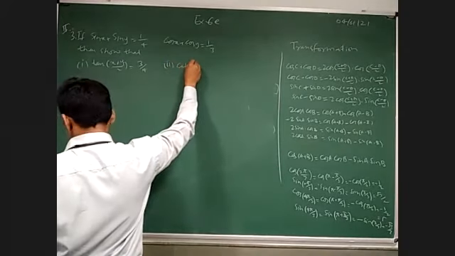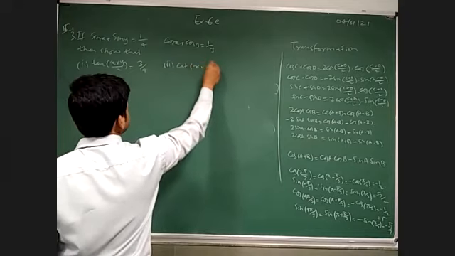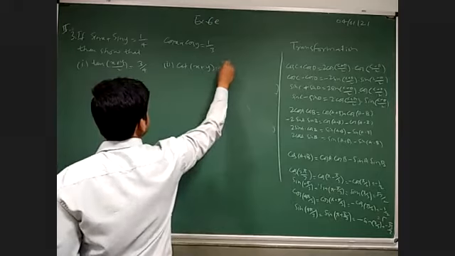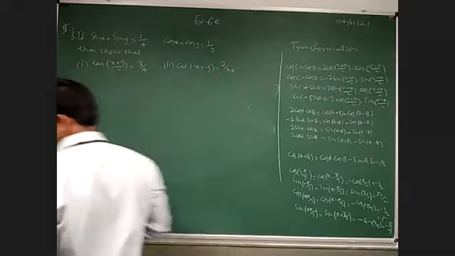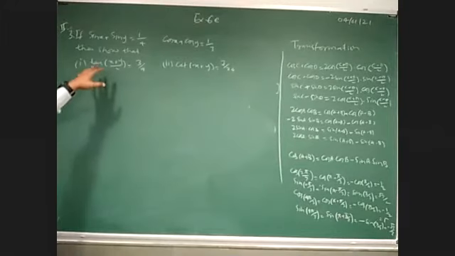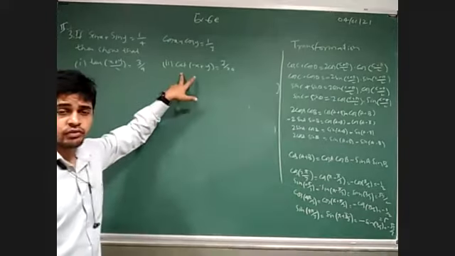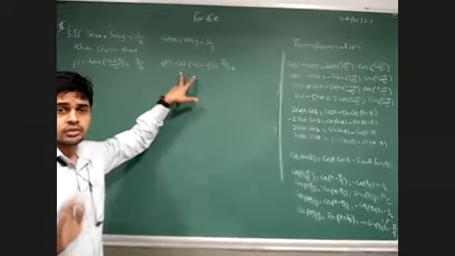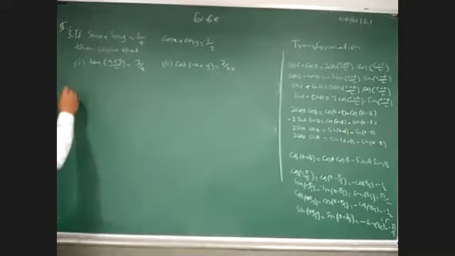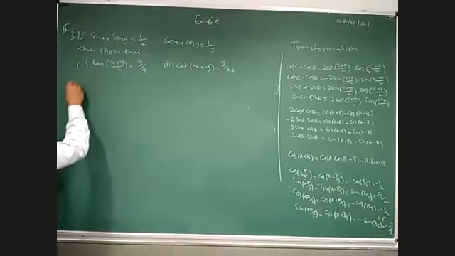And the second part is cot(x plus y) equal to 7 by 24. Here I'm going to prove the first one, and the second one will be homework, so you have to do it as homework. I'm going to solve this first one. Solution.